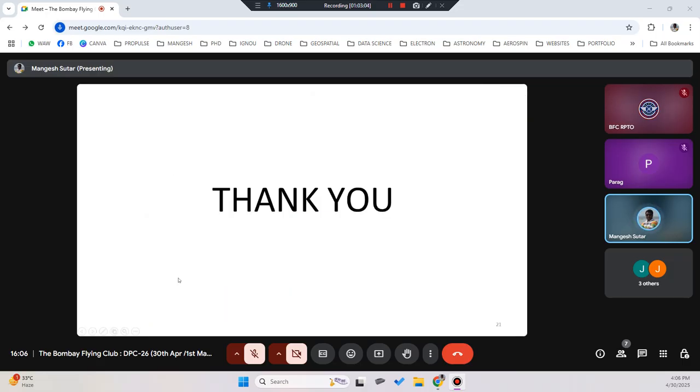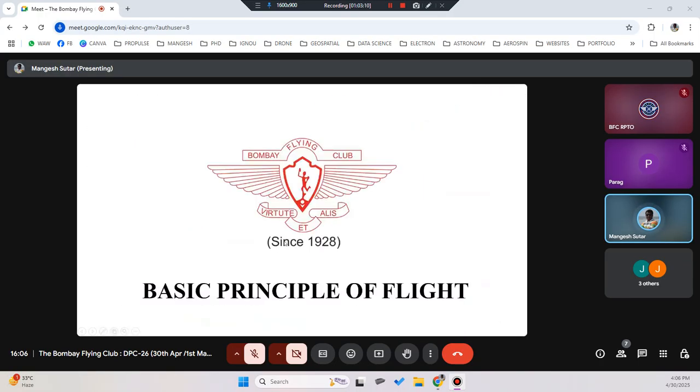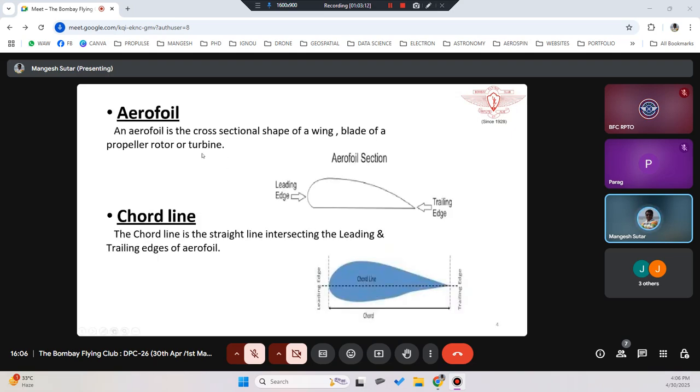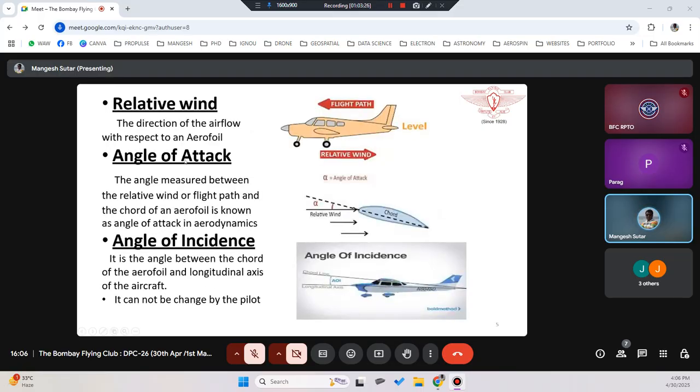With that, we complete our basic principles of flight. Let's summarize only two things. One is the airfoil: you need to understand the leading edge, the trailing edge, and the cross-sectional shape of the wing. The chord line is nothing but the straight line joining the leading edge and the trailing edge. The relative wind is the direction of the airflow with respect to the airfoil. Angle of attack is the angle created between the chord line and the relative wind. Angle of incidence is the angle between the chord line and the longitudinal axis.